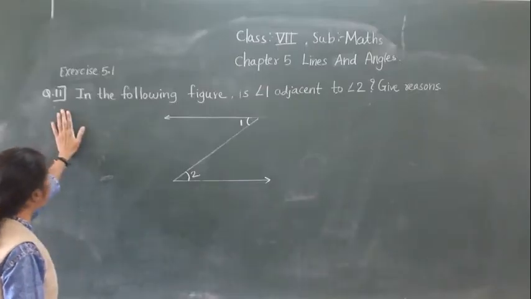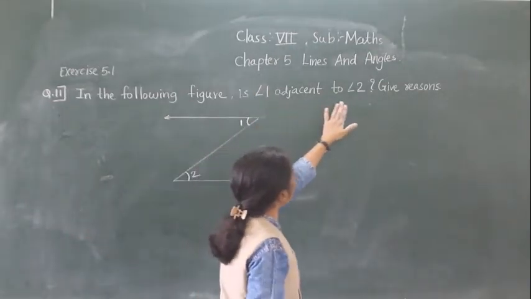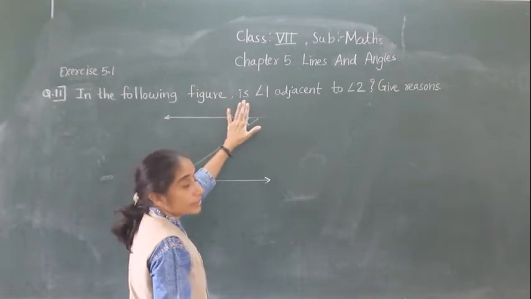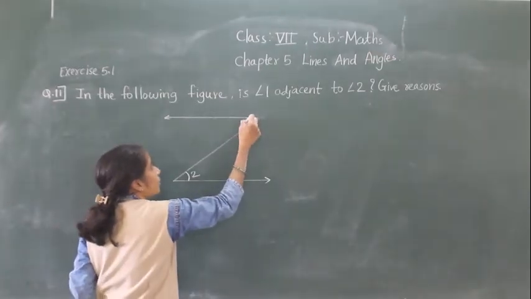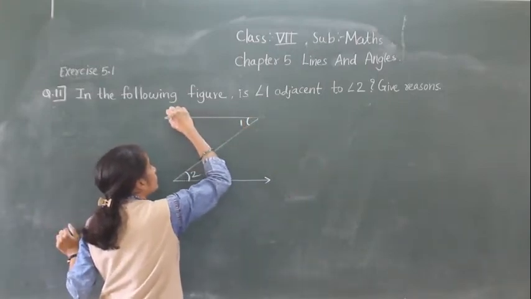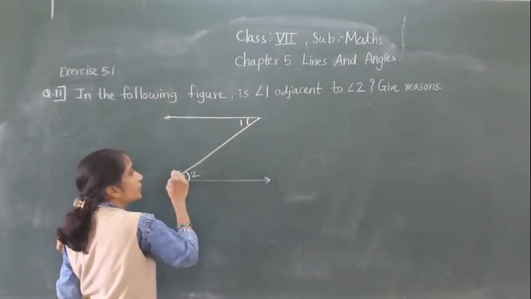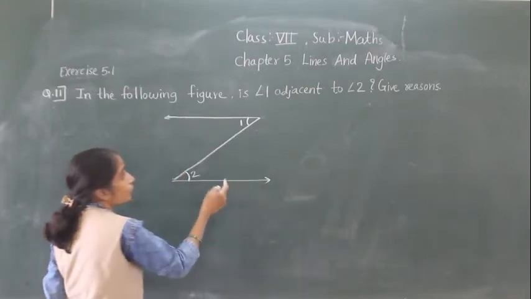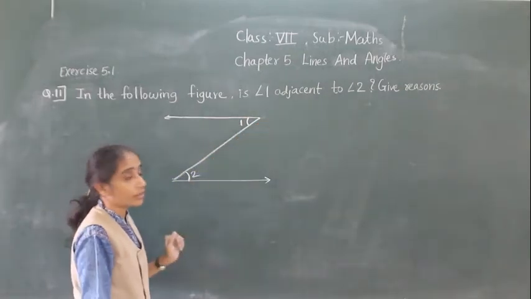Let's solve question number 11. In the following figure, is angle 1 adjacent to angle 2? Give reason. See, this is angle 1 and this is angle 2. So what is asked? In the following figure, is angle 1 adjacent to angle 2?